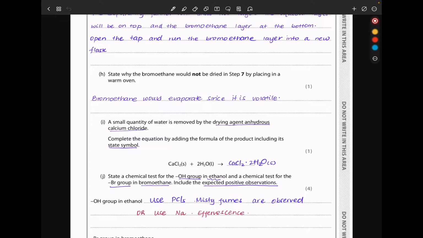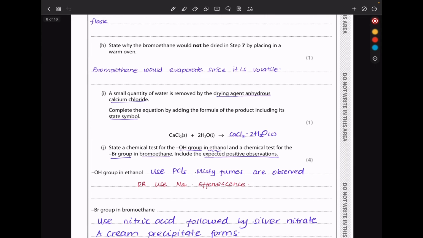In part H, they say state why the bromoethane would not be dried in step 7 by placing it in a warm oven. Remember, they've already told us it's volatile, so bromoethane would evaporate since it's volatile.